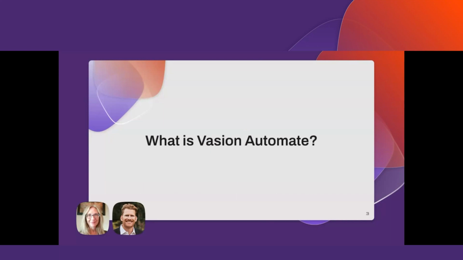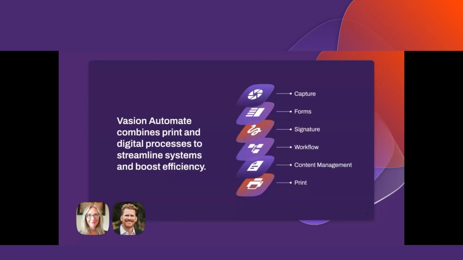What is Vasion Automate? Well, here at Vasion, we want to enable our customers to digitize and automate your everyday processes. And Vasion Automate combines print and digital processes to streamline systems and boost efficiency. And we do this with products like Capture. So if you think about simplified scanning, and forms, think about e-forms like web forms or PDF forms, through signature and workflow capabilities, as well as content management and the print solutions you have today that drive you some value and make your job easier.